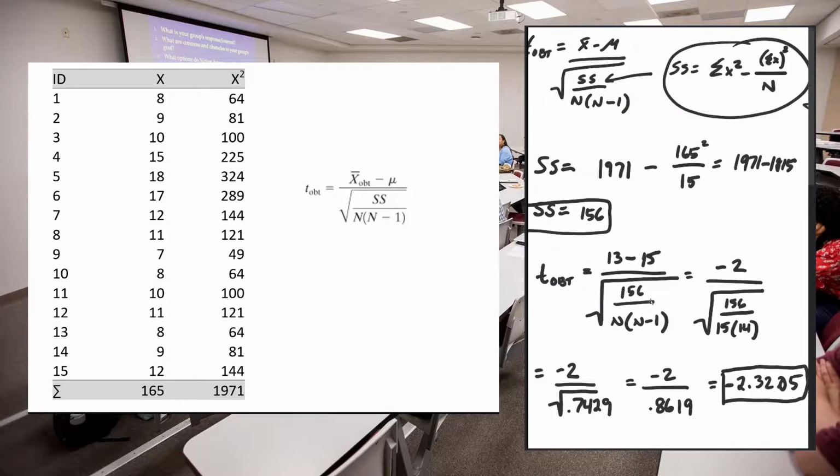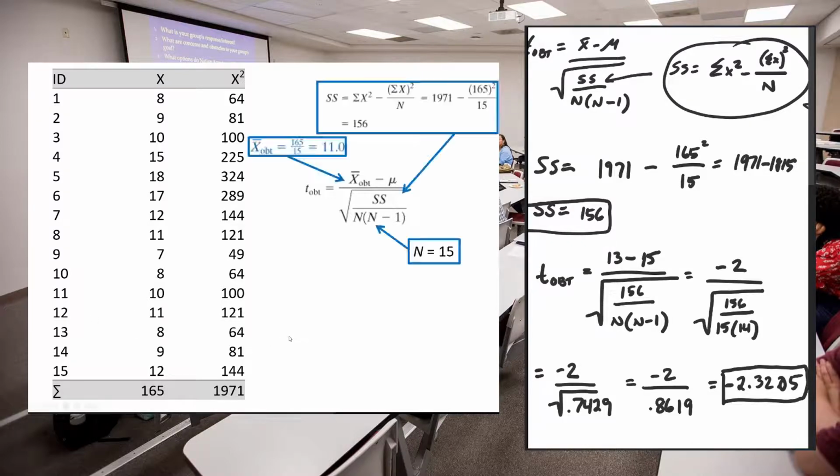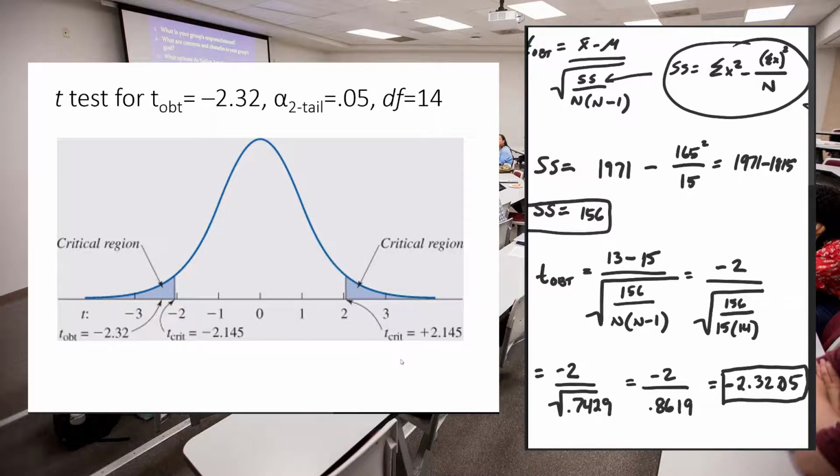So let's see on the slide. We've got the same information as on the whiteboard. And we get negative 2.32. So we would then take that t-obtained value, compare it to the t-critical value, which was minus 2.145 or plus 2.145. And in this case, we would reject the null hypothesis, which would suggest that the children in our sample likely were not selected from the same population as the population of children in our town.